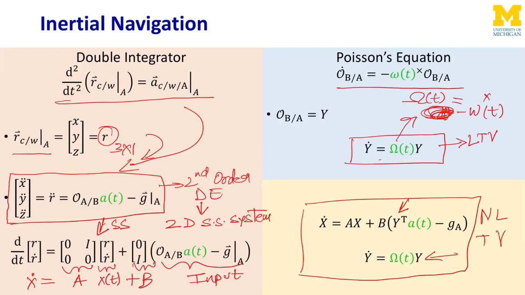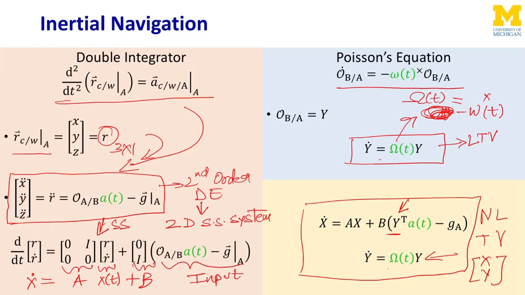Nonlinear because the input is multiplying the state, because my combined state is going to be x and y, and the input is multiplying y. Input is a, and y is a part of the state. So that's the cause of nonlinearity. And the fact that this omega of t depends on t is the cause of time variance. So anyways, these are the two equations which describe the motion, and this is our model.